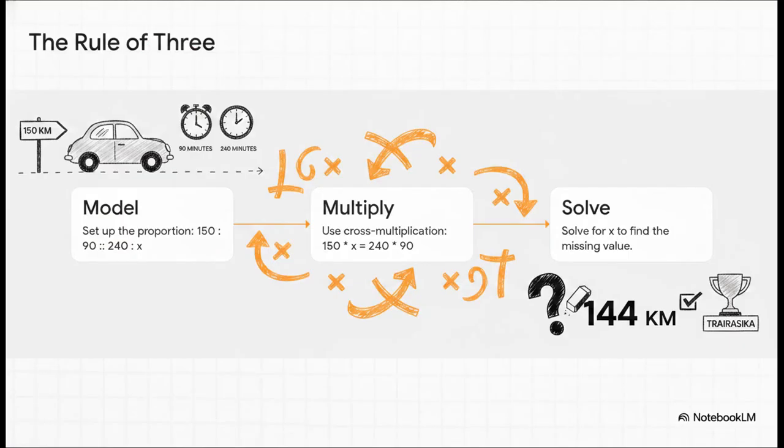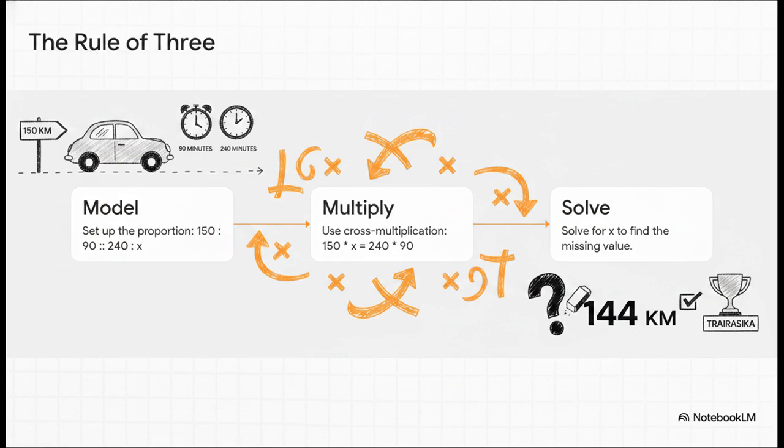Finding that 4th missing piece of information is exactly what this rule is all about. In ancient Indian mathematics, this formalized strategy was actually known as trirashika. It's essentially the magic key that unlocks missing data in almost any scenario. Let's look at how methodically this works.